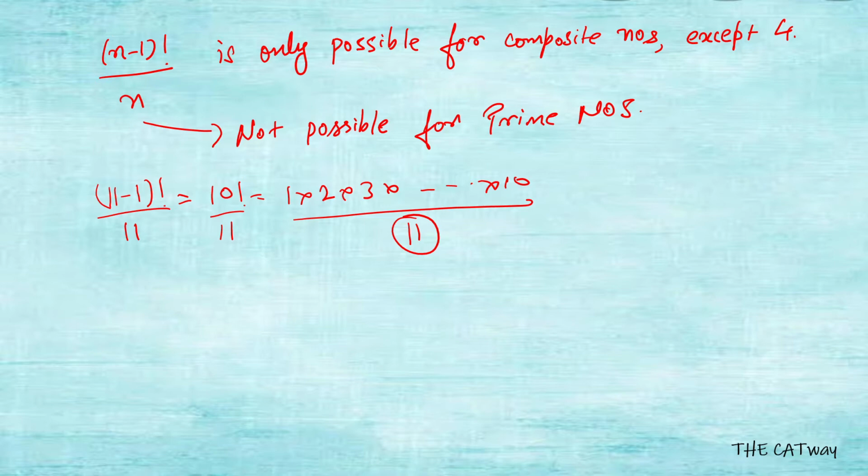Now let's check it for 4. For 4 the case will be 3 factorial divided by 4. What will it be? It will be 6 divided by 4. We know 6 is not divisible by 4, but for every other composite number the case will satisfy. Okay, so n minus 1 factorial divided by n is only possible for composite numbers except 4. Also it is not possible for prime numbers.